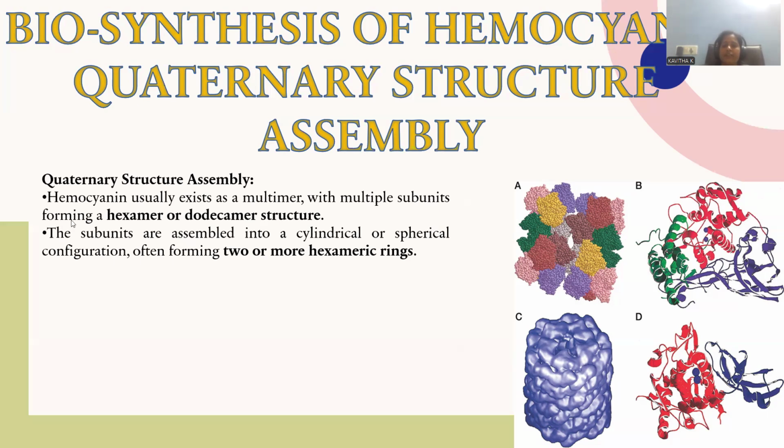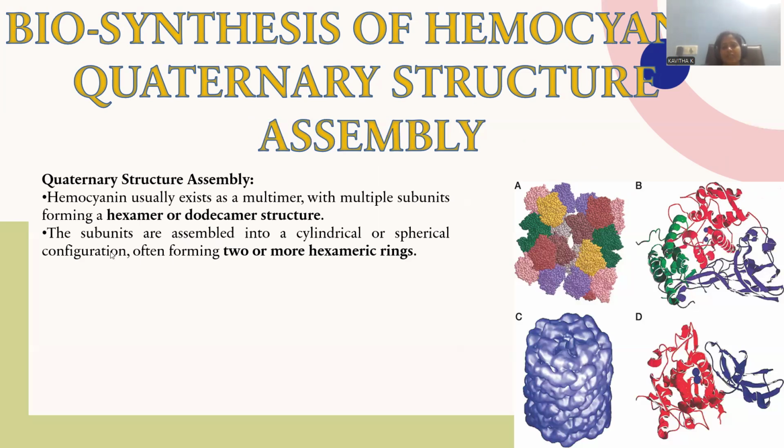Multiple subunits are forming hexamer or else dodecamer structure, right? So here hexamer stands for 6 units, and deca is nothing but 10. Dodeca stands for 12 monomeric units. If they take part in that kind of huge molecule, hemocyanin will be a kind of multimer. It will be an oligomer in the regular sense.